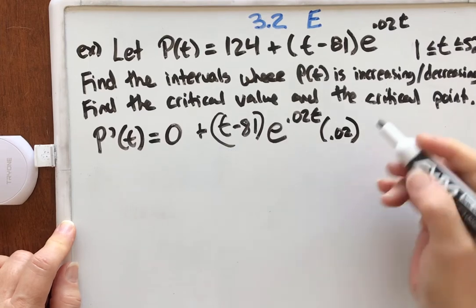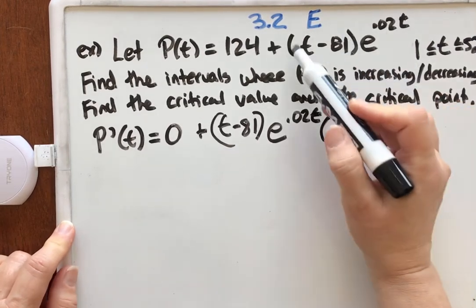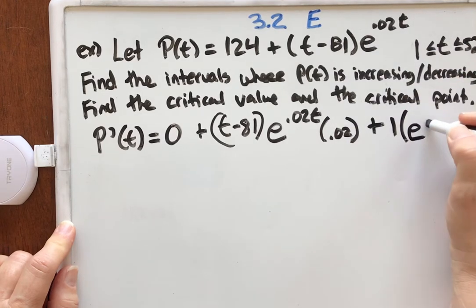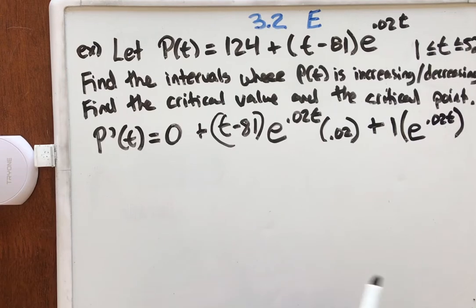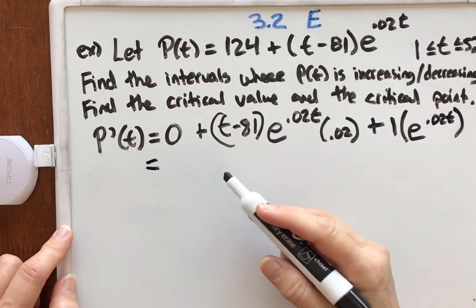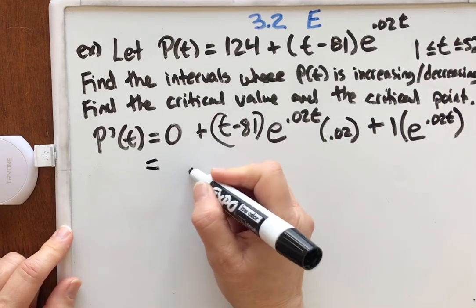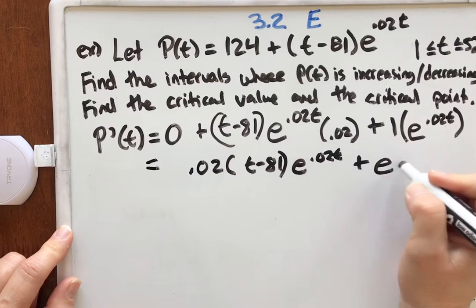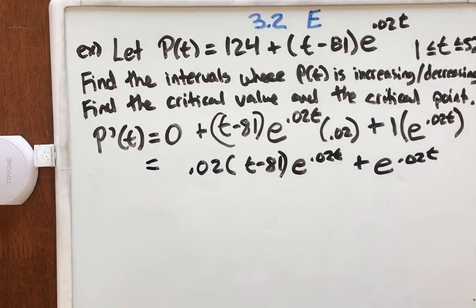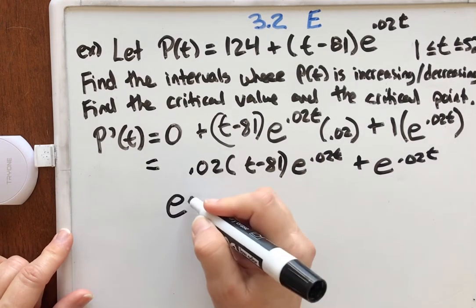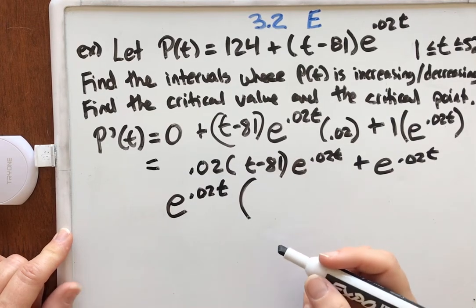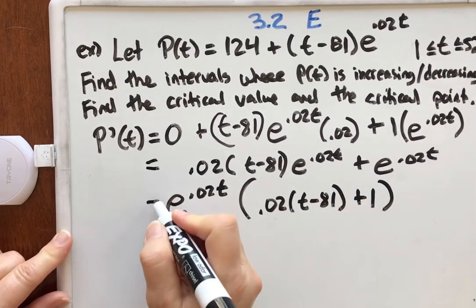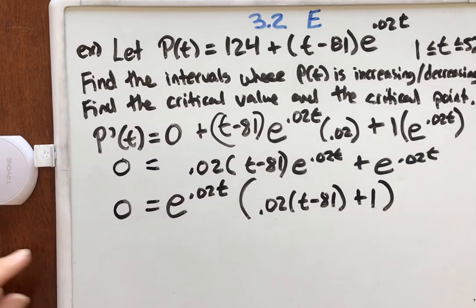So that was the first part of the product rule. Now we're going to do the second part. We take the derivative of t minus 81, which is just 1, and then we multiply that by the second part, which is e to the 0.02t. So let's keep going. We can just go ahead and rewrite this: 0.02 times (t minus 81) e to the 0.02t plus e to the 0.02t. We can factor out our e to the 0.02t, and we get 0.02 times (t minus 81) plus 1. Now remember, this all equals 0. We're setting it equal to 0 to find our critical values.